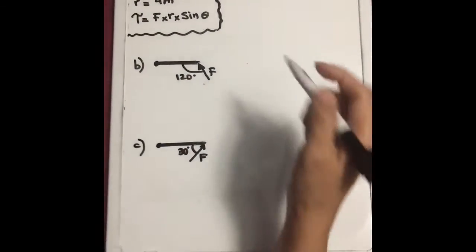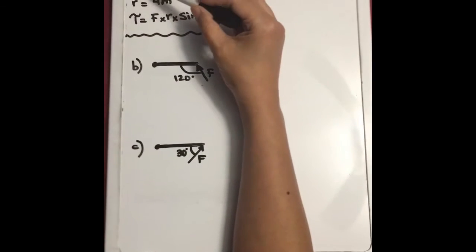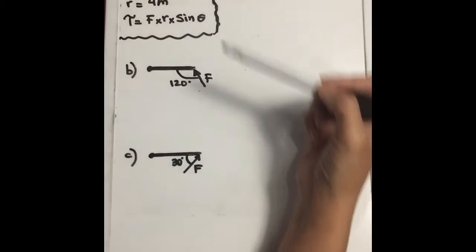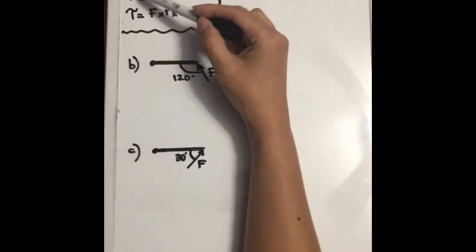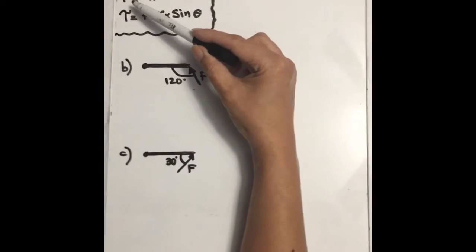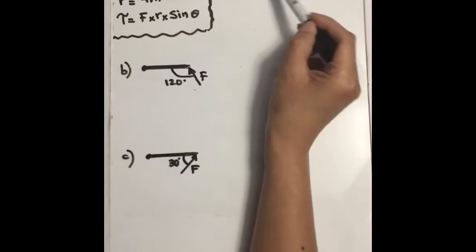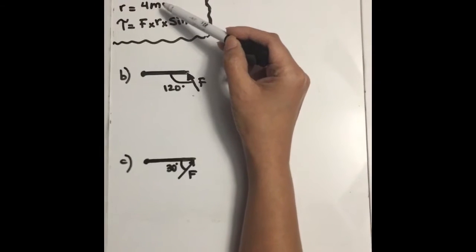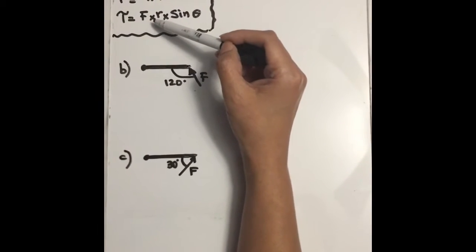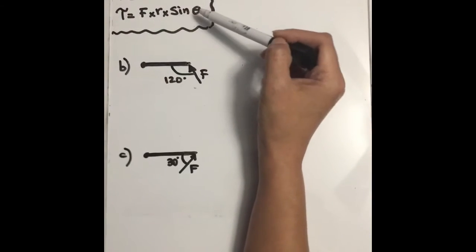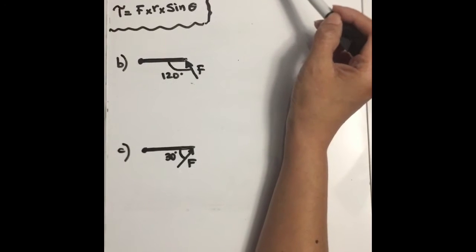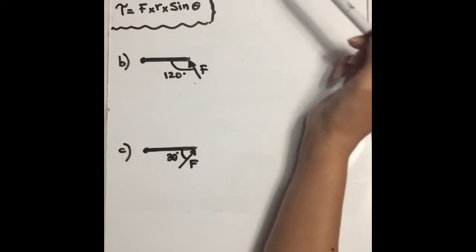Okay, right now I'm going to solve problem 10.1, which is finding the torque for each case. For that, we know that the force applied to this door is 16 newtons, and the radius will be this distance, which is 4 meters. The torque formula says the torque is equal to the force times the radius times the sine of theta, the angle formed by the horizontal x-axis and the force.